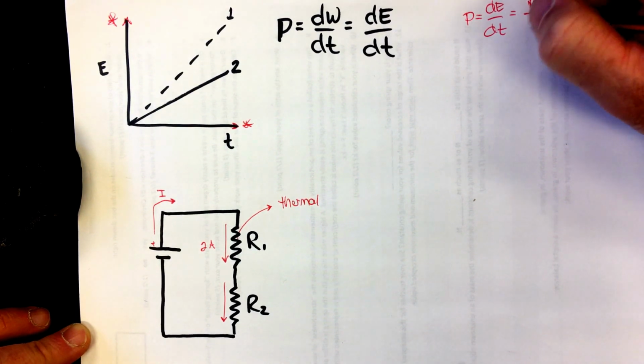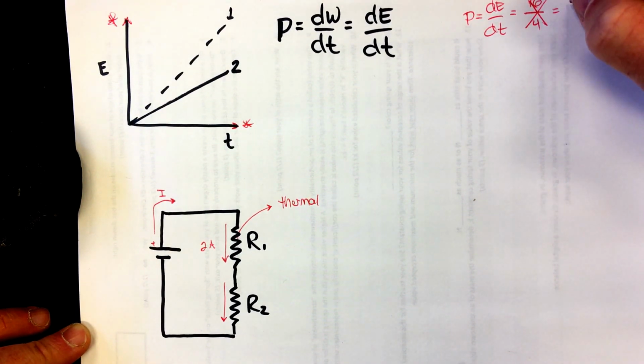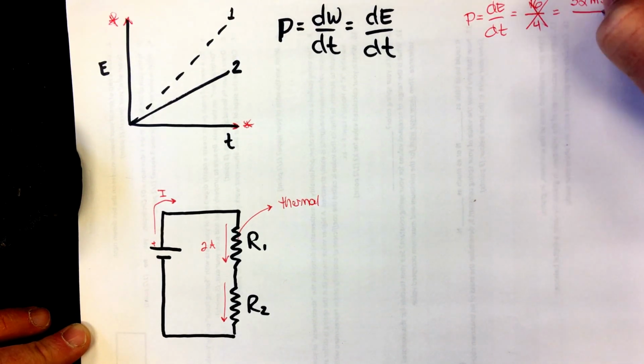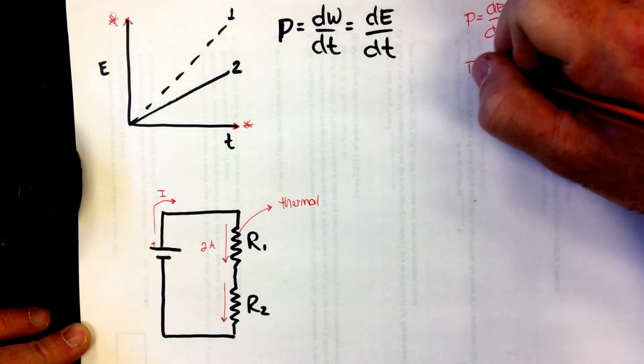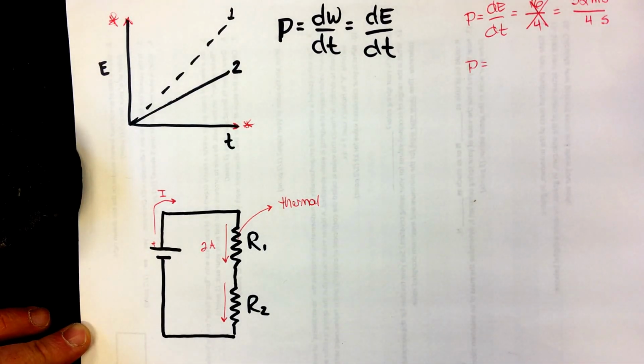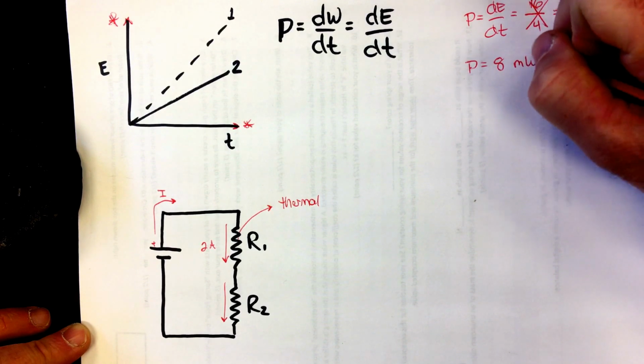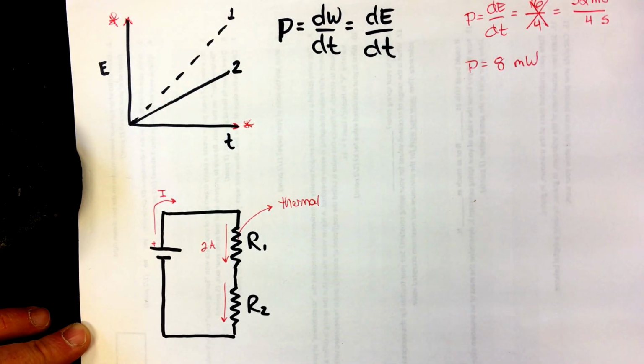So therefore, the height of the change in y is going to be 32 millijoules, and the time is going to be 4 seconds. And so therefore, we can see that the power is going to be 32 divided by 4 millijoules per second, or milliwatts. So we're going to get 8 milliwatts is going to be the power dissipated thermally out of resistor number 1.